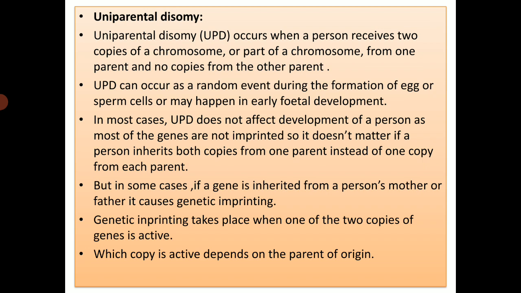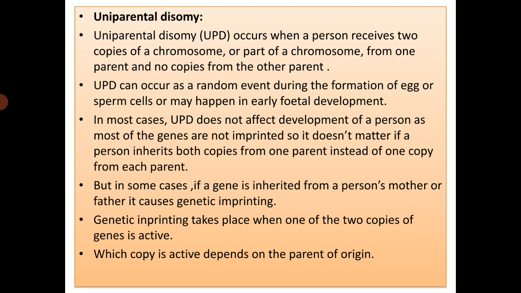Genetic imprinting takes place when only one of the two copies of a gene is active. Okay, which copy is active depends on the parent of origin. Some genes are normally active only when they are inherited from the person's father. Others are active only when inherited from the person's mother. And this phenomenon is called genetic imprinting.